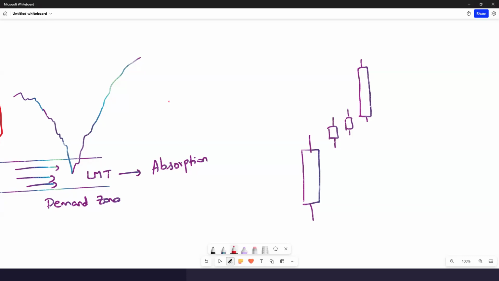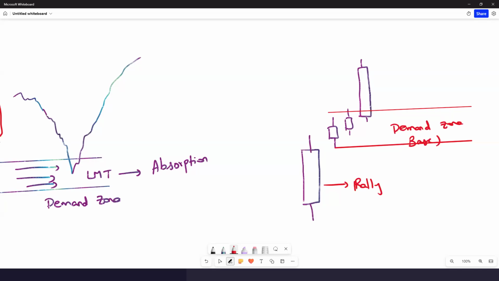Now, this is the place where we'll be having a zone of interest from the institutions in the form of a demand zone. So what is this? This is a rally, and then we have a base here. The base is nothing but the demand zone. And then followed by that, again we are having a rally. So this is nothing but RBR.